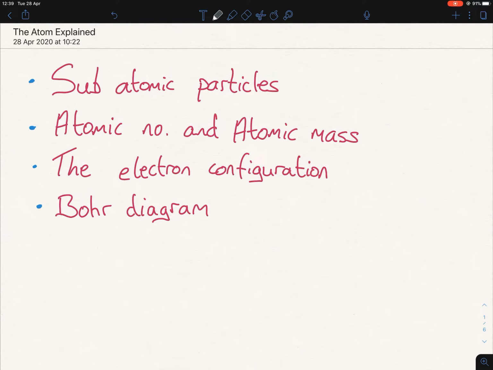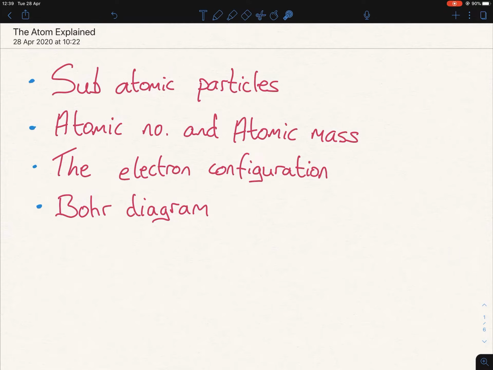Hi everybody, so we're looking at the atom today, and this is just going to be an overview of a few different parts to the atom and the atomic structure as a whole. So the first part will be the subatomic particles, and then we're going to look at the atomic number and atomic mass and what do they actually mean. And then we're going to move on from there to the electron configuration and the Bohr diagram. We'll practice some drawing. We're not going to look at bonding or anything in this lesson. That will be done in another video.